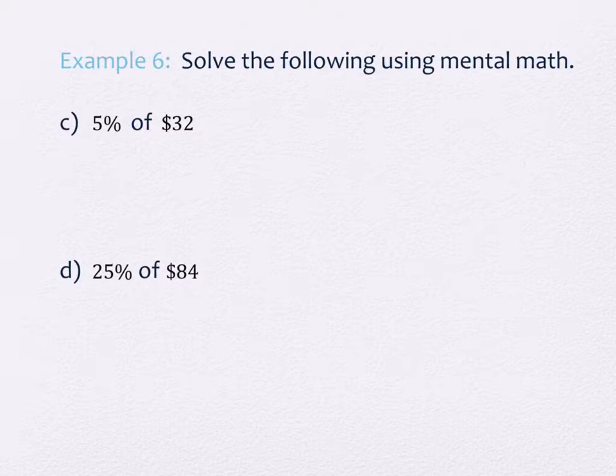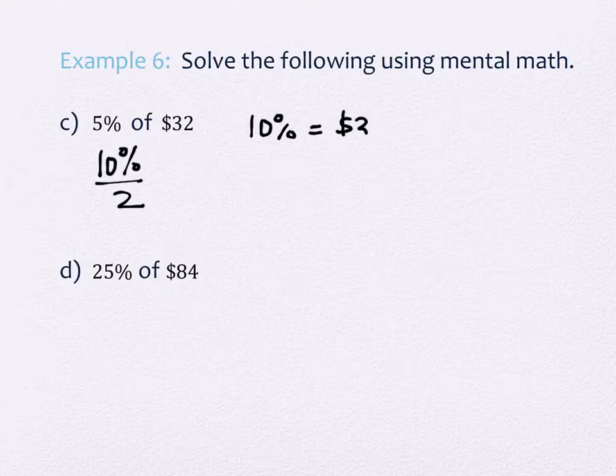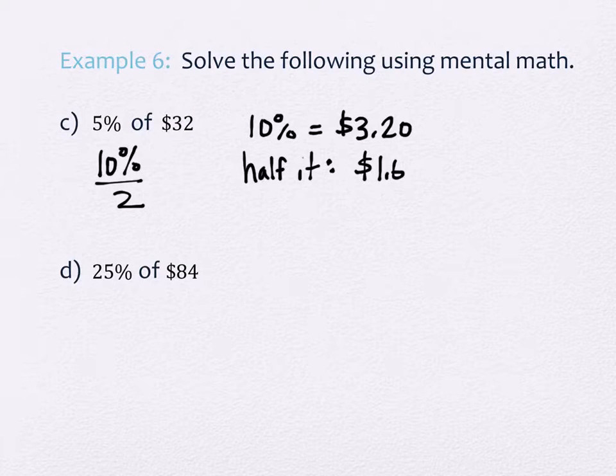What would you do to find 5%? Yeah. So it would be a lot like part A of this problem, right? You just wouldn't have the additional pieces afterwards. So you would take 10% and halve it. So what's 10%? Yeah, 3.2. And then half that. And you'd be at 1.6.